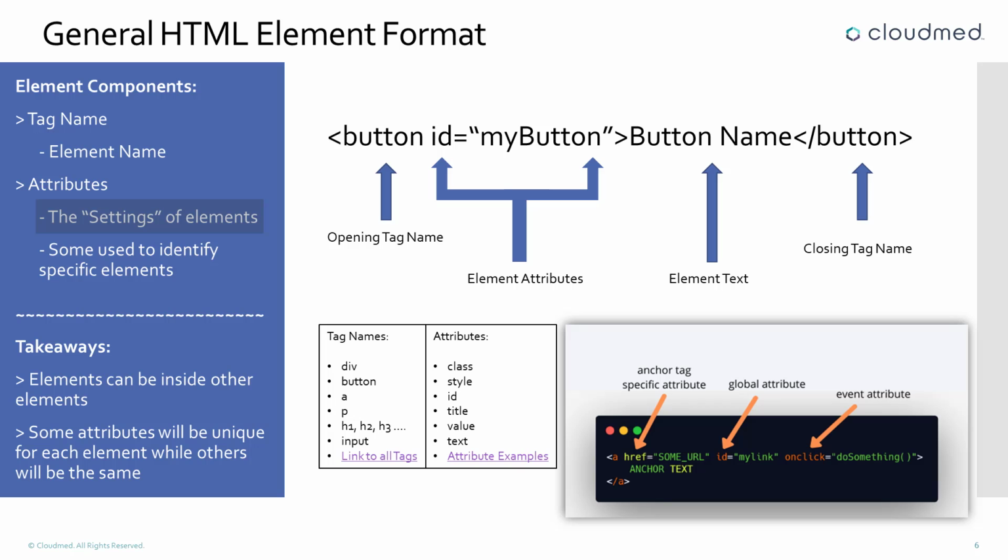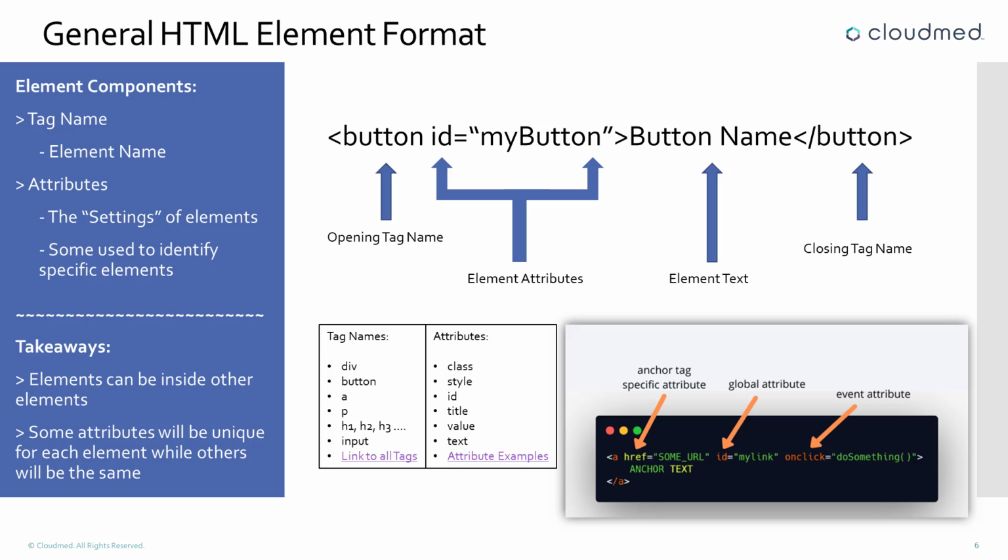Sometimes these attributes are specific or unique to a specific element. Other times they might be used in multiple elements. Like for here, the ID of this button is my button. That is specific and unique to this button element. But for example, a class, there could be multiple buttons that all do the same thing. They would all have the same class. So if you're trying to specify a certain element, you probably don't want to use the class. You probably want to use the more unique attribute, which would be the ID.